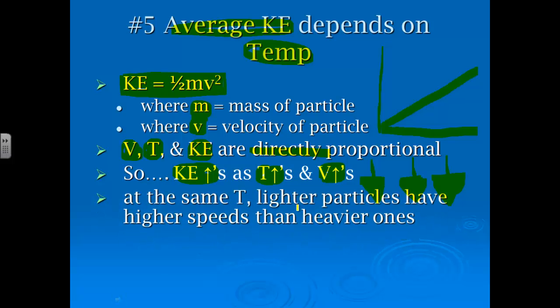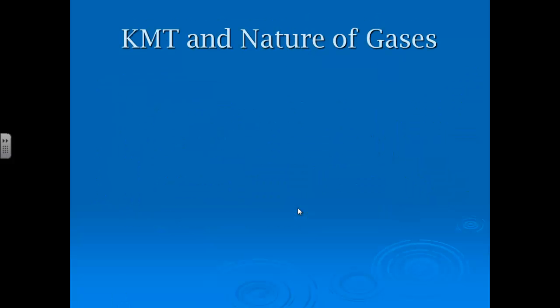So they are all directly related and tied to one another. And one other statement, and I probably should change the terminology here, but at the same temperature, lighter particles, or I should say ones that have less mass, have higher speeds than ones that have more mass. And that is just a mathematical relationship up here. If I have something that has a higher mass, it's going to slow it down, and it's not going to be able to travel as fast.